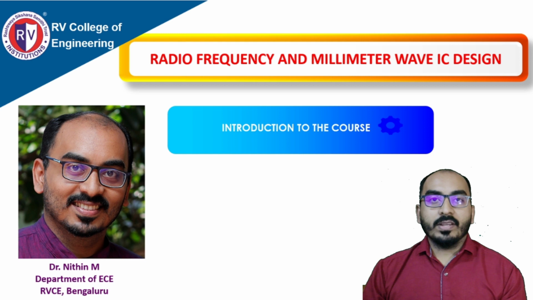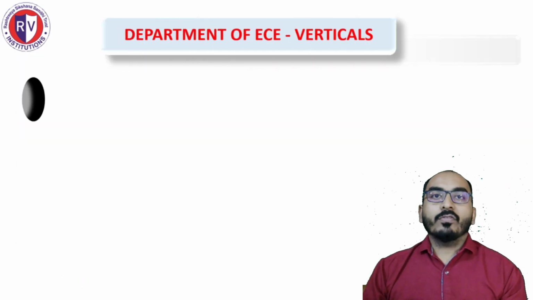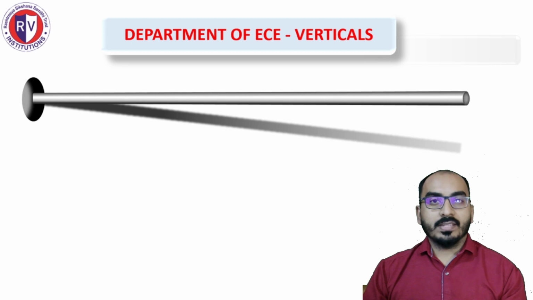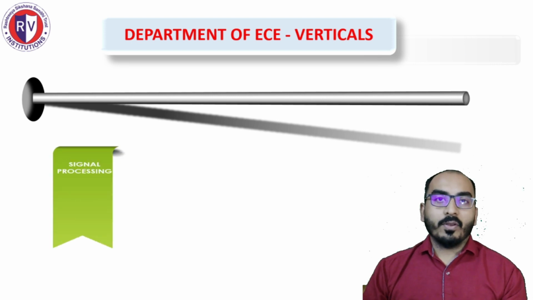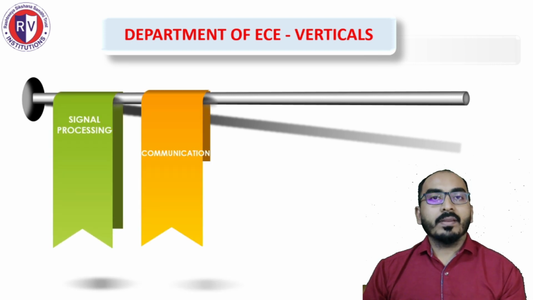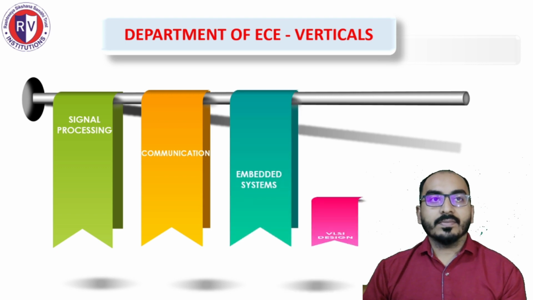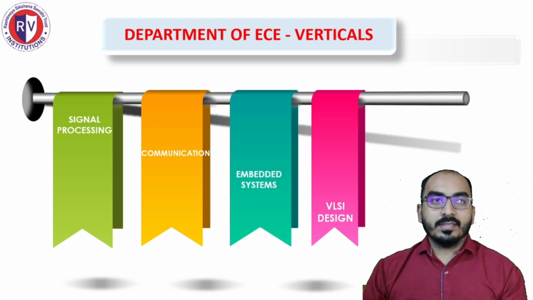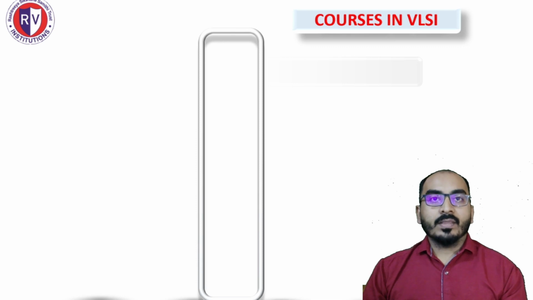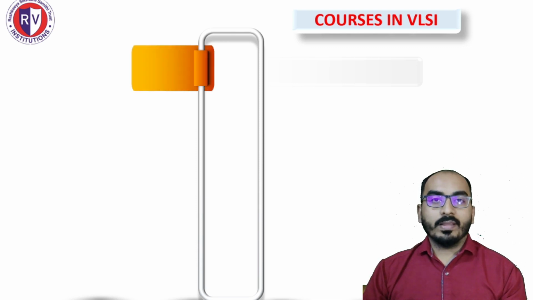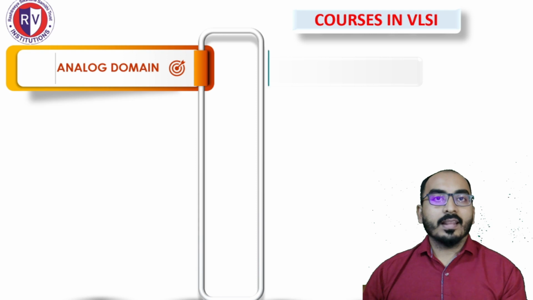This is the introductory video for the course Radio Frequency and Millimeter Wave IC Design. This course is typically offered in 6th semester of BE program in ECE. Department of ECE have 4 core specializations or verticals, and they are signal processing, communication, embedded systems and VLSI design. If you look at the courses in the vertical of VLSI, they are categorized into 2 domains. One is analog and another one is digital.